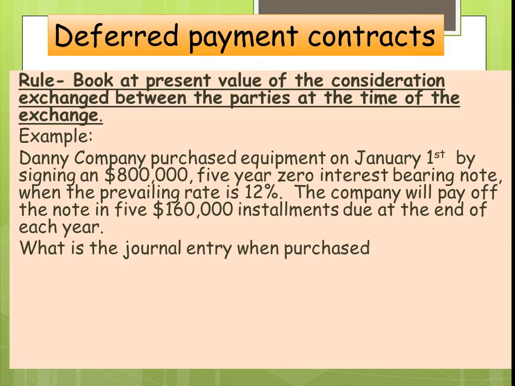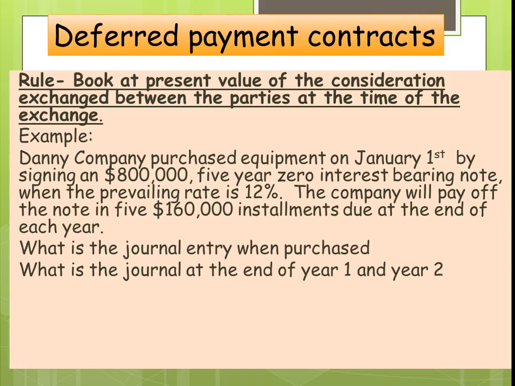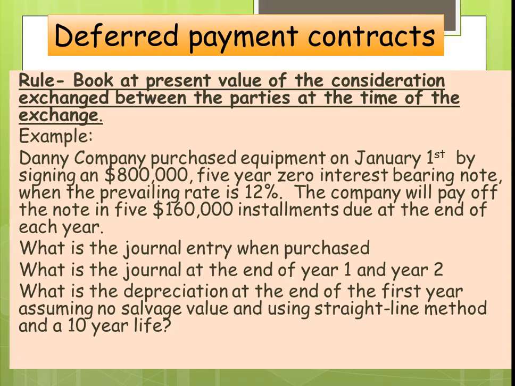First, what's the journal entry when purchased? What's the journal entry at the end of year 1 and 2? And what is the depreciation at the end of the first year, assuming no salvage value and using the straight line method for 10 years?